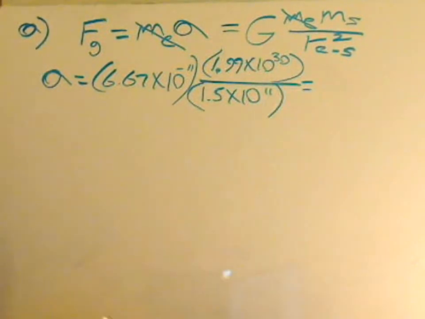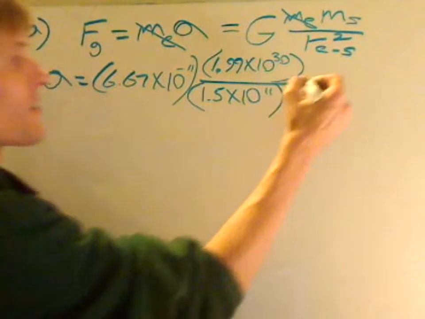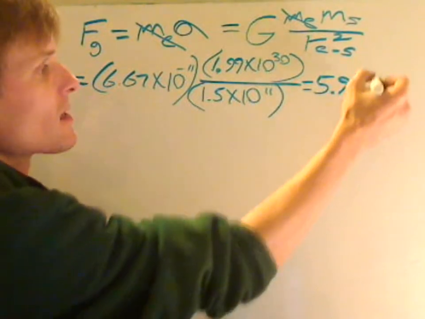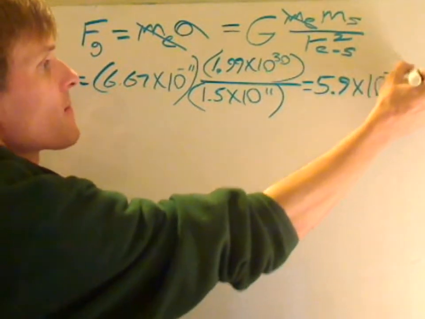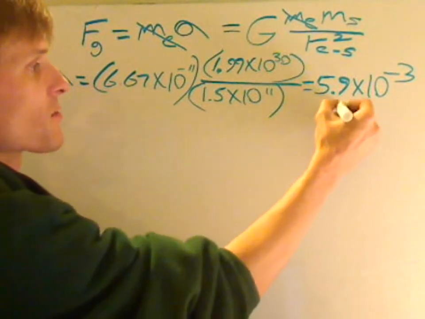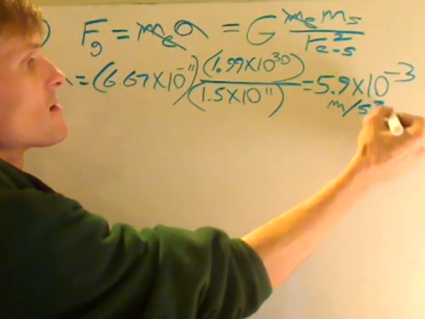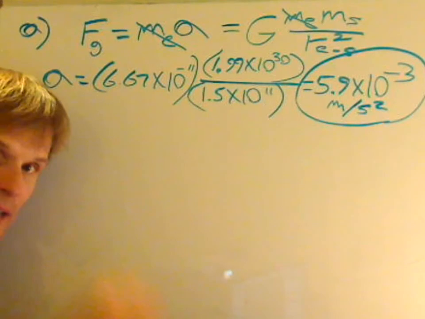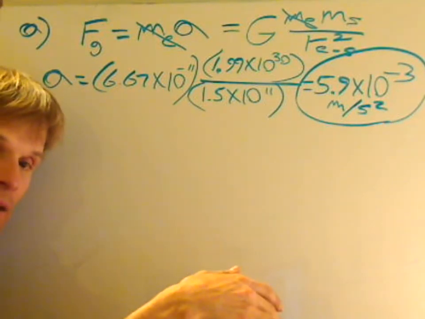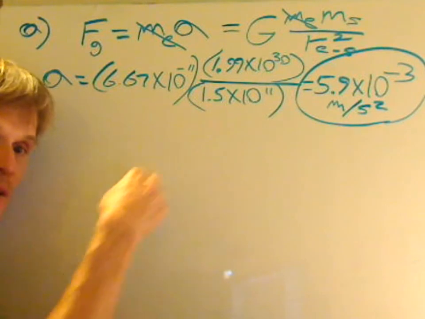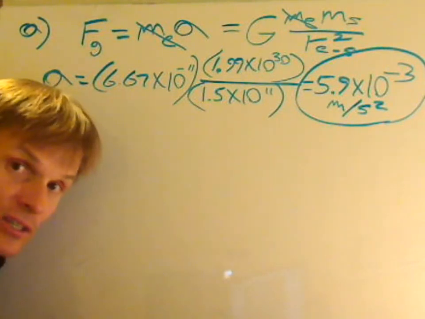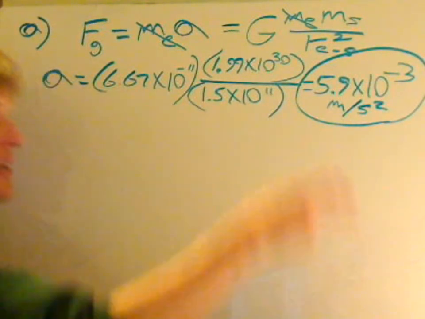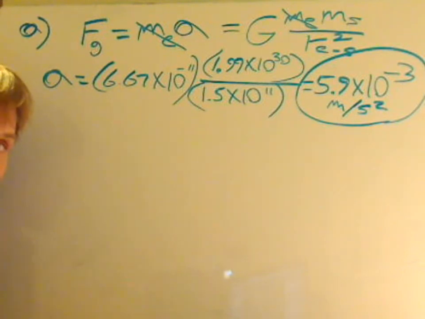Okay? And the answer you get when you do this calculation is 5.9 times 10 to the minus 3, and that's in units of meters per second squared. Okay? So that's the acceleration due to gravity felt at the Earth from the Sun. Therefore, that is Earth's centripetal acceleration as it goes around the Sun, because the Earth is essentially, as we've seen for orbits, basically in free fall as it goes around the Sun.